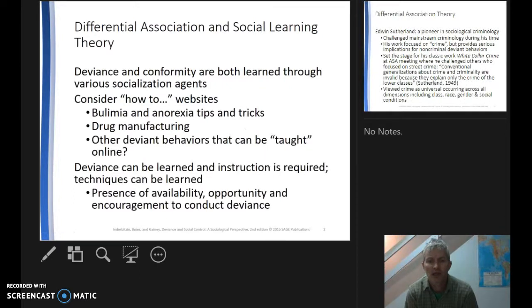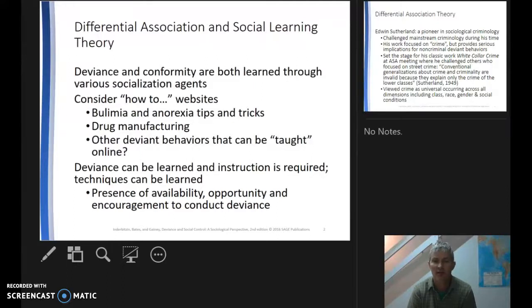So when we're thinking about differential association and social learning theories, what we're really looking at is how deviance and conformity are both learned through various socialization agents. The book talks about how you can learn deviant behavior. And historically, according to these theorists, we learned deviant behavior from people we looked up to, parts of our social networks, and that's ultimately how we learn that deviant behavior.